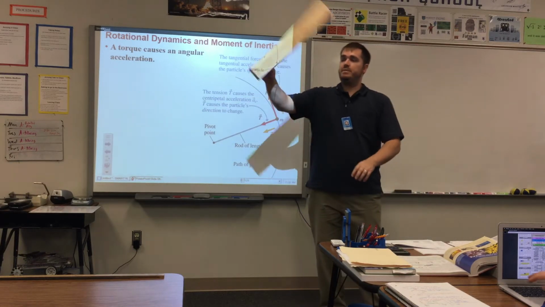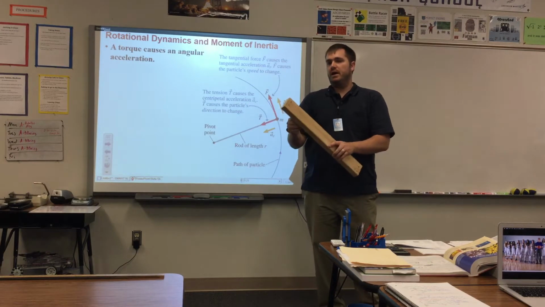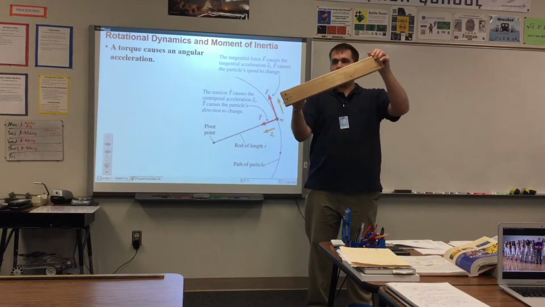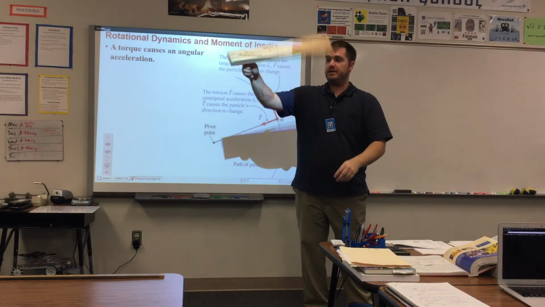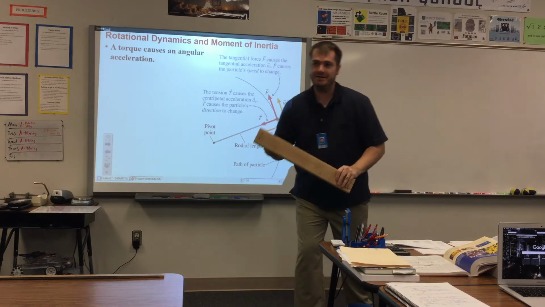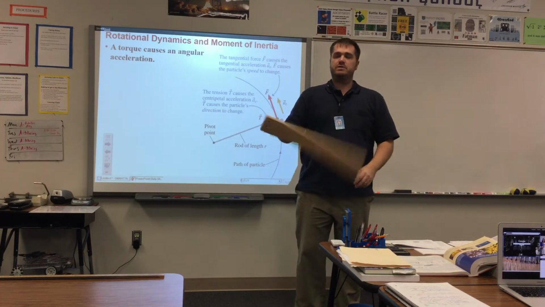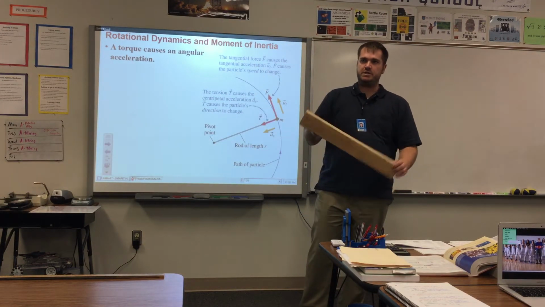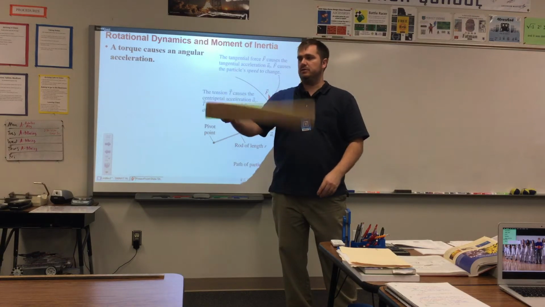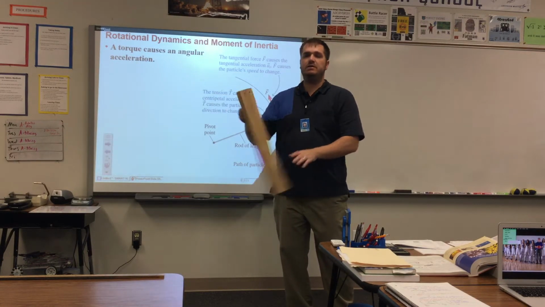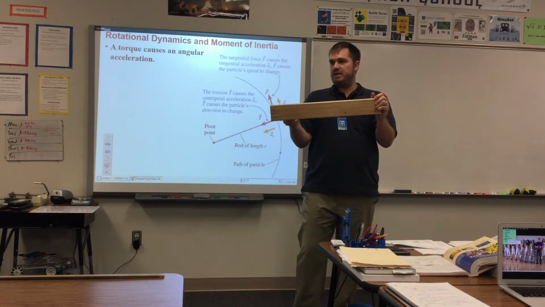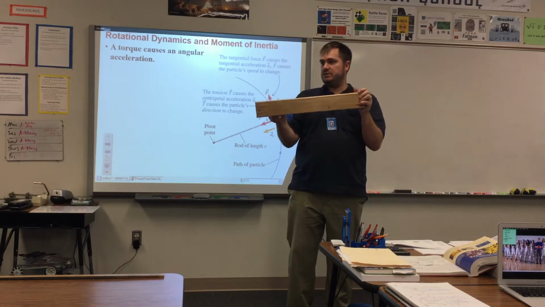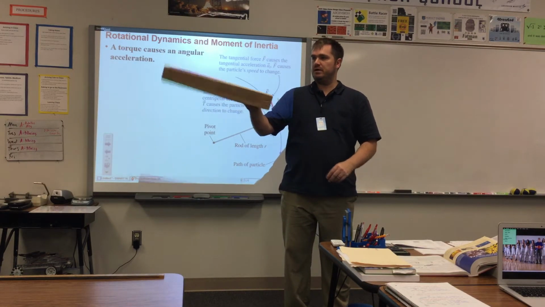Okay, but now it's spinning, right? So what has changed about this object? About this 2x4? Not spinning. Now spinning. Let's go back to last week when we had those little fidget spinners. Okay, acceleration. It has experienced angular acceleration. What I'm looking for is that its angular velocity has changed. It's not spinning. Now it's spinning. So we would say it went from an omega, an angular velocity of 0, to now some other value. All right, so it's spinning.